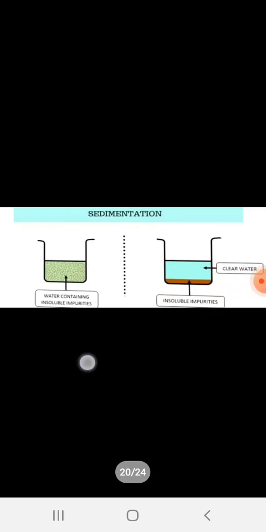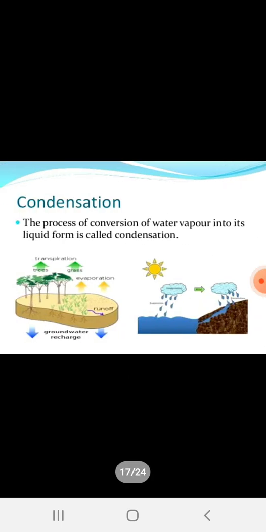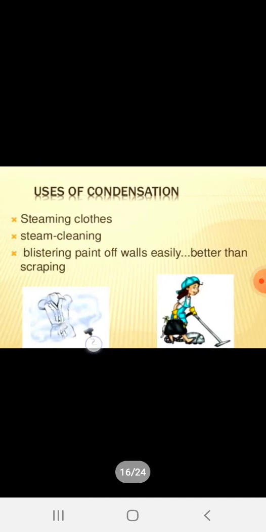Now next we are going to discuss condensation. It is the process of converting vapors back into liquid form again. The process of converting water vapor into liquid again is called condensation. Now, the use of condensation method is basically for steaming clothes, steam cleaning, and blistering paint off walls easily, better than scraping.